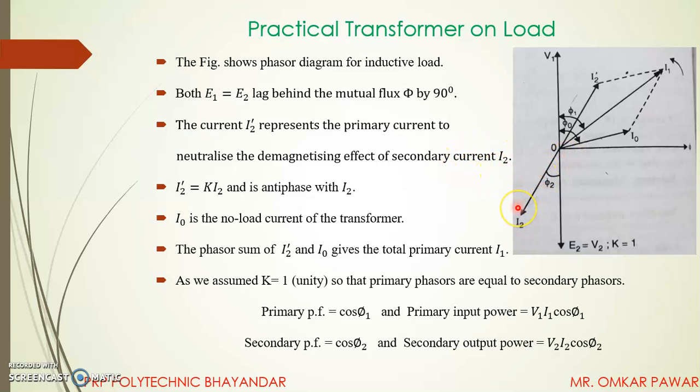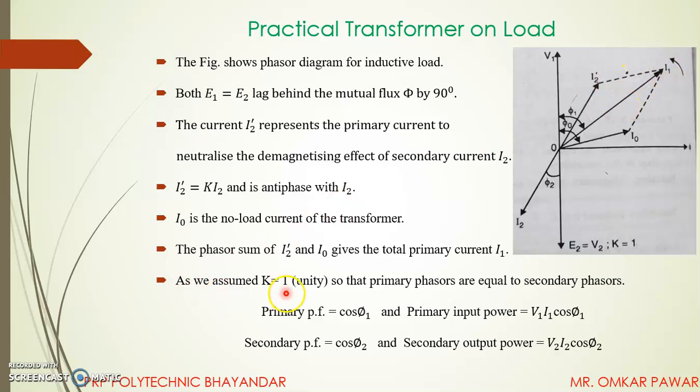So in order to counter the demagnetizing effect of current I2, which will be produced in the secondary winding, it has to generate a counteracting MMF that will be produced by this I2 dash. So I2 dash is equal to K times I2 and is in anti-phase with I2, that is, it is 180 degrees opposite to I2. I0 is the no load current of the transformer. So the phasor sum of I2 dash and I0 gives the total primary current I1.